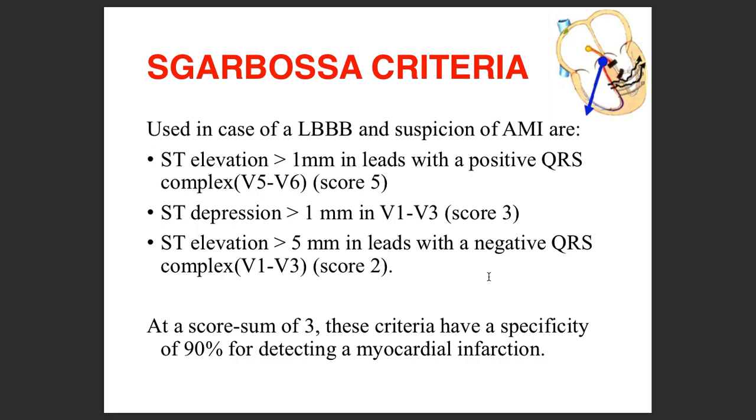You give them the highest score of 5 when there's ST elevation of more than 1 millimeter in the leads with a positive QRS complex. Do you remember the ECG we had seen of that patient? There were some leads with ST elevation and positive QRS, especially in V5, V6. I'm going to show you some more examples as well. Don't worry. If it is there, give them a score of 5.